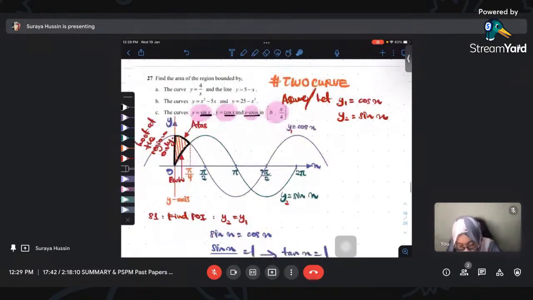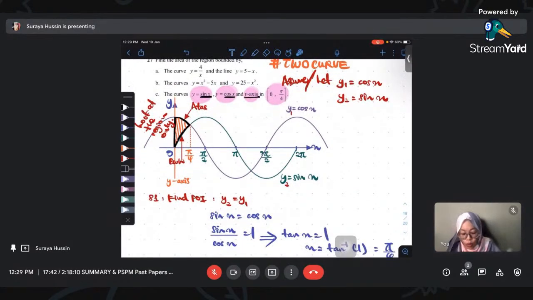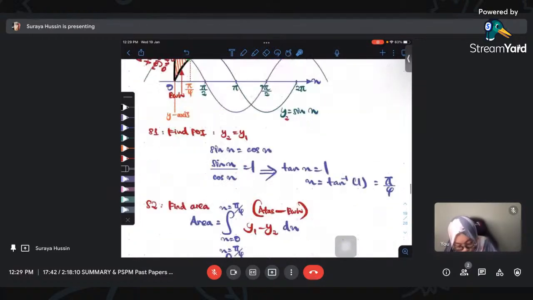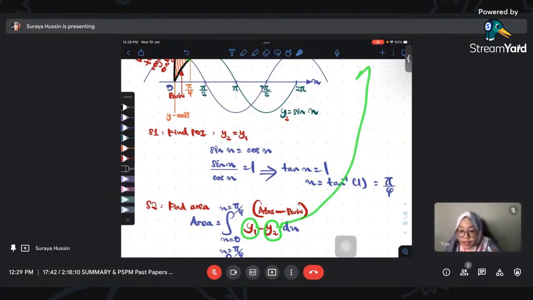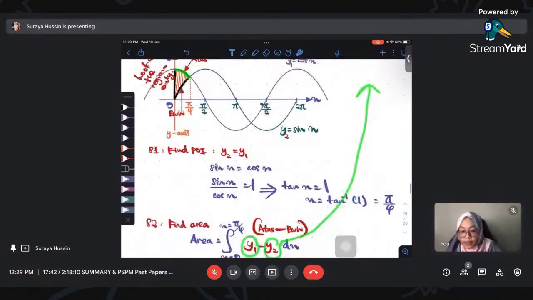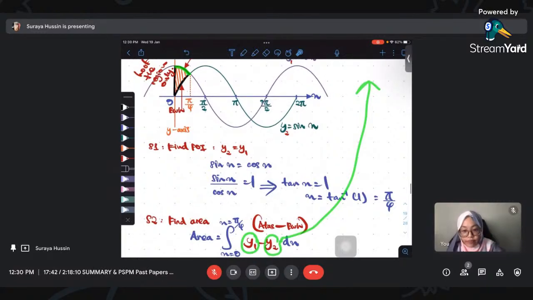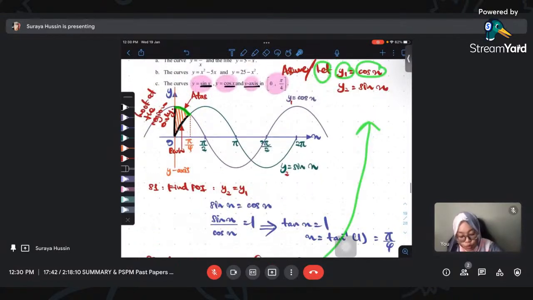So now, y1 or y2, minus who? You have to think. Who is on top? The top is cos, so your cos is y1. Therefore, y1 will be minus y2. Y1 minus y2. It's according to what you let. I'm being very serious here. It's according to what you let. It doesn't have to be the same as mine. No. It's according to your own assumption, whatever you let.